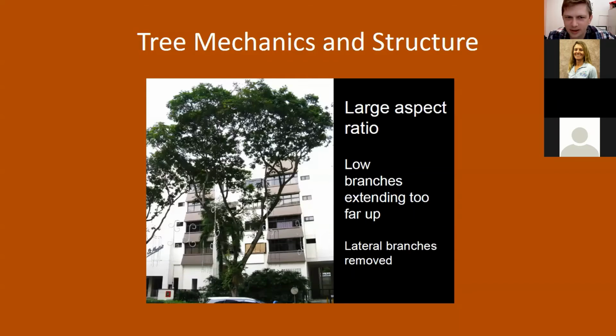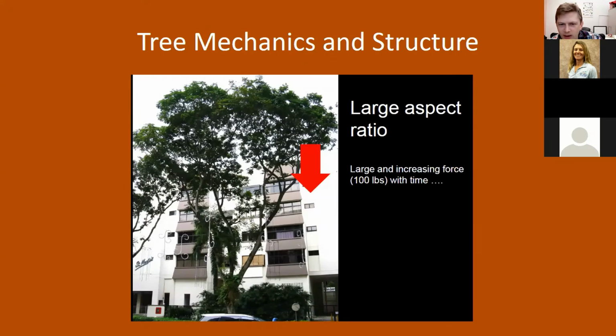So here's an example of a tree that has large aspect ratio branches, and they're meeting at a central point. They don't have a lot of small branches to distribute weight along them. And it probably can't deal with the wind from a tropical system very well because of this. And it's not that it's going to fall over from the base. It's these big branches that we have to be thinking about.